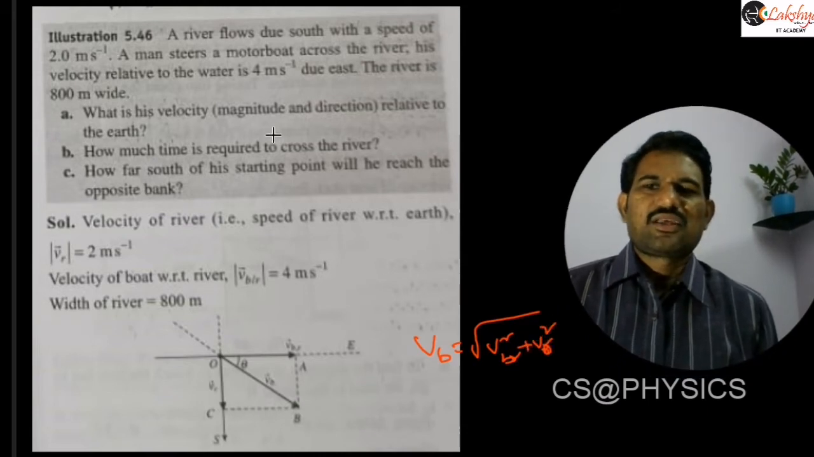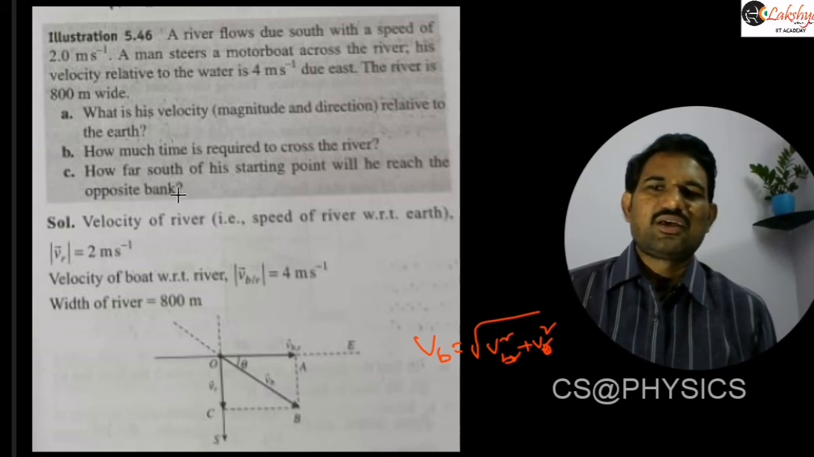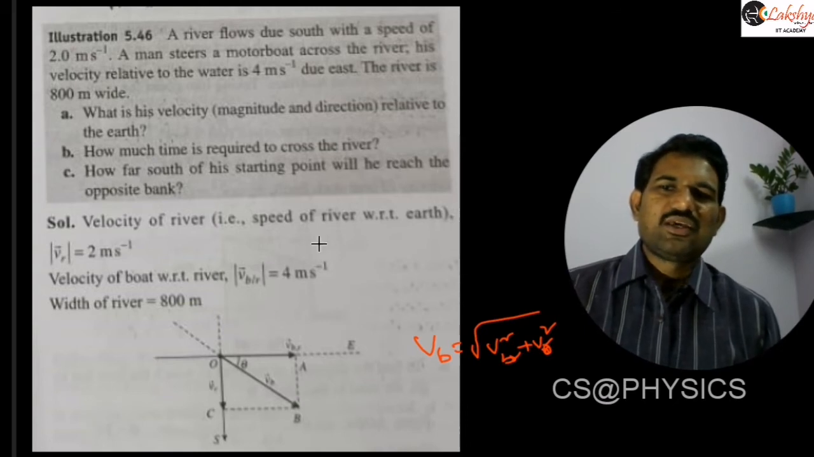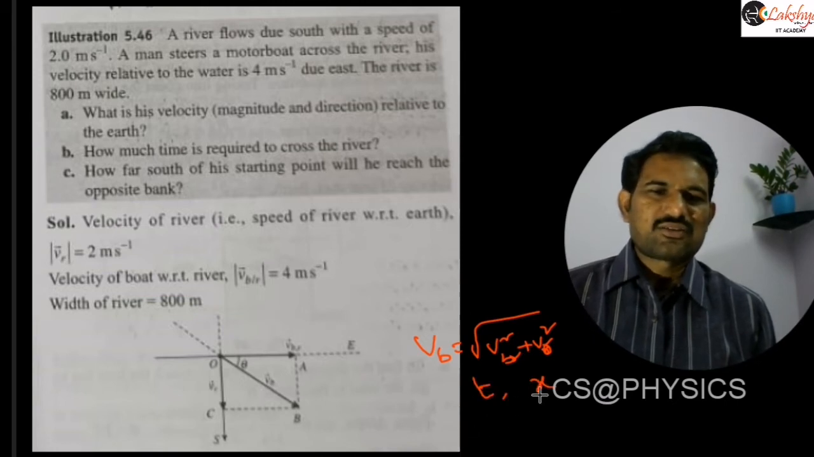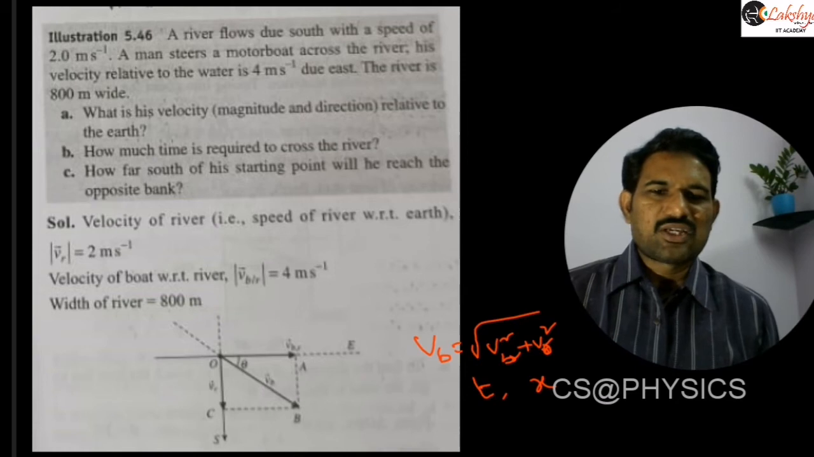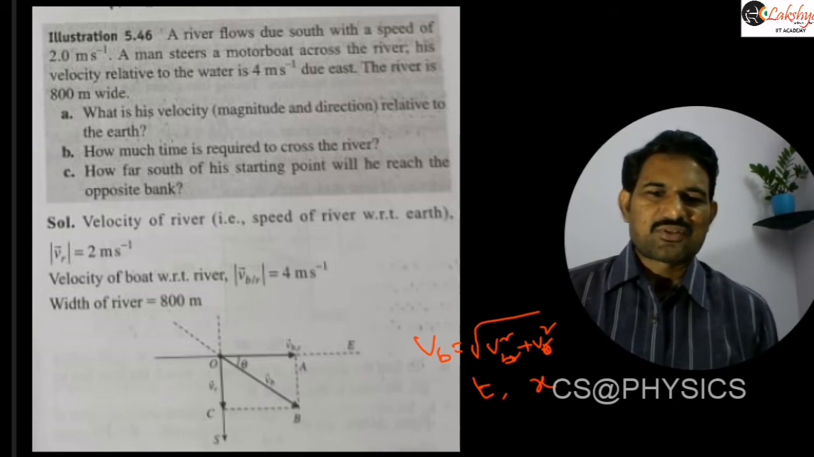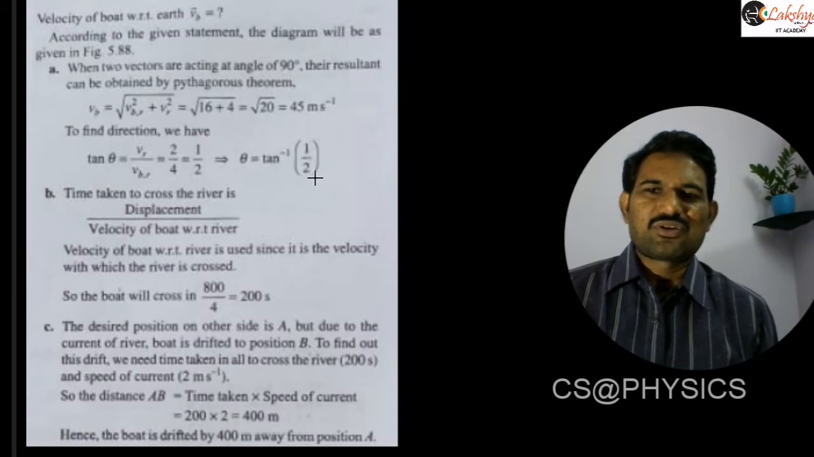The remaining two parts are the time taken to cross the river and how far south of his starting point he will reach. That means you need to calculate the time taken and the drift values. You can calculate directly by using the formula. Calculate those values by yourself and check them against the values I am giving here.